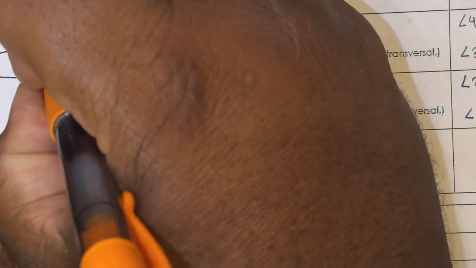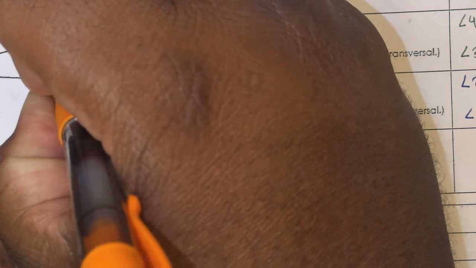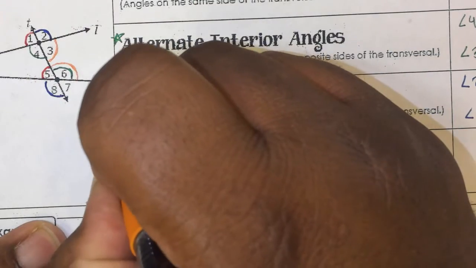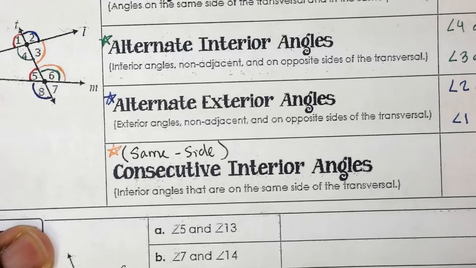An example of this will be angle 3 and angle 6. Angle 3 and angle 6 will be consecutive interior or same side interior angles.